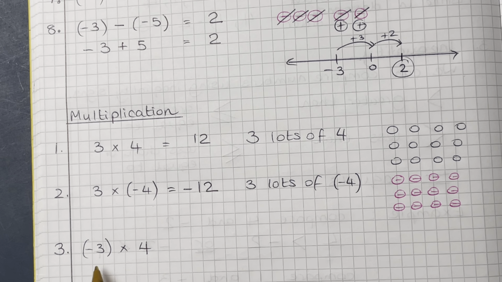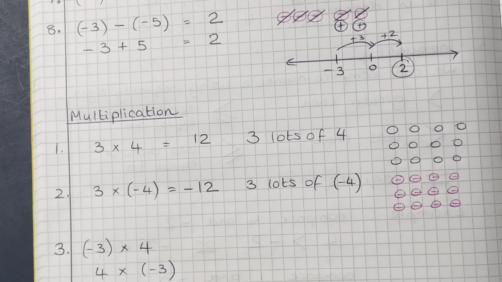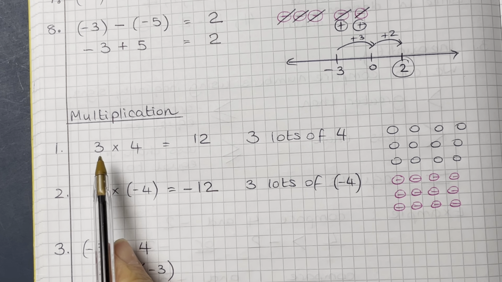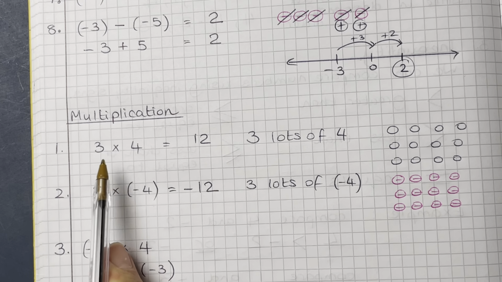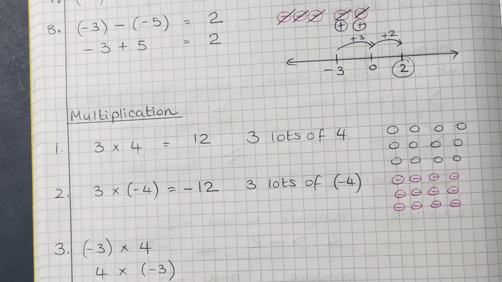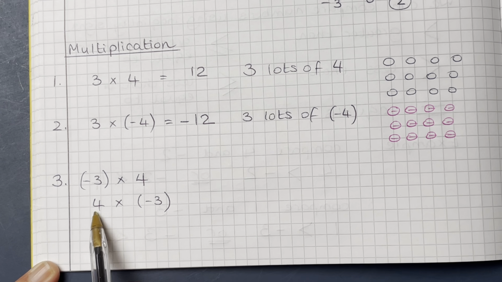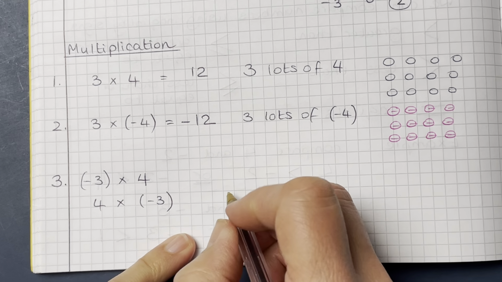Now you will hopefully remember that multiplication is commutative, so I can reorder this and change it to 4 lots of -3. Commutative means that 3 times 4 equals 12 and 4 times 3 equals 12. I can change the order of those two numbers. So 4 lots of -3.